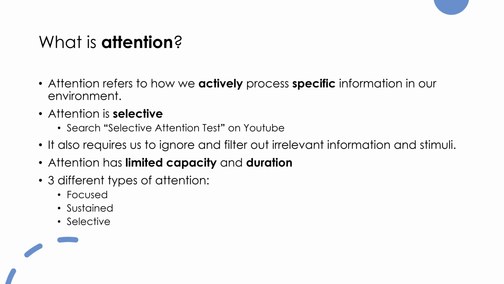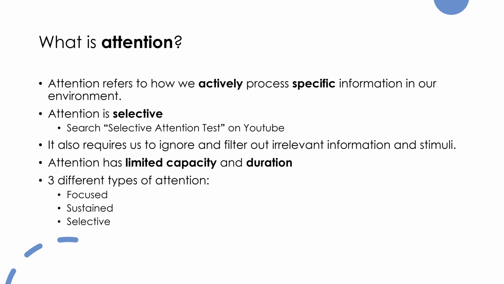Attention also has limited capacity and duration. And there's no clear-cut rule, but some researchers say that children can pay attention to a task of interest for around 2 to 3 minutes per year of life. So a 10-year-old, in theory, could concentrate on a task for anywhere between 20 and 30 minutes if they're interested in it. These factors can be broken down into 3 different types of attention.